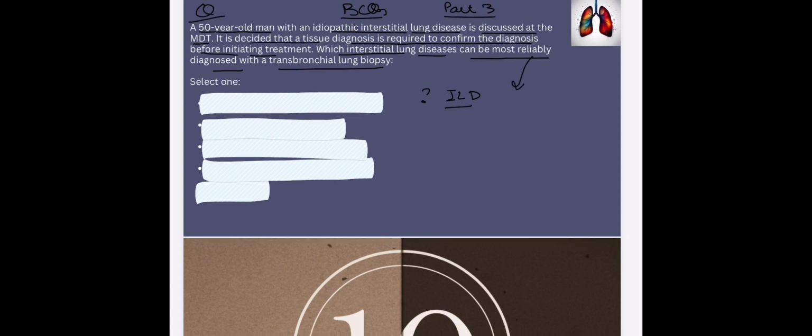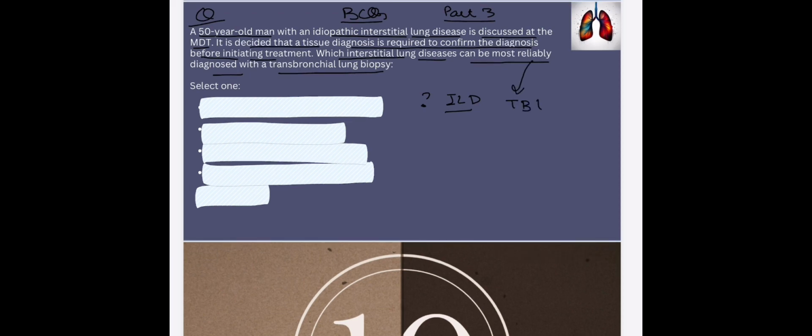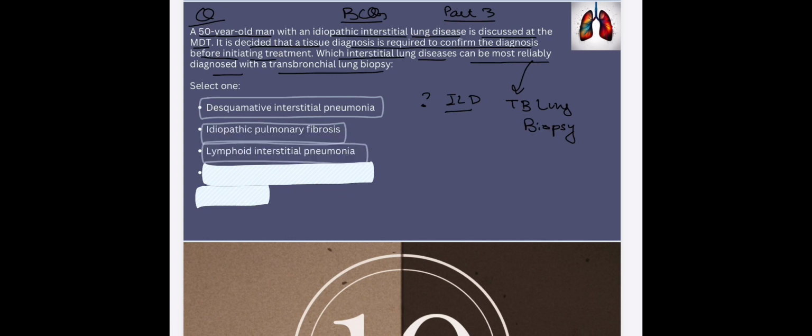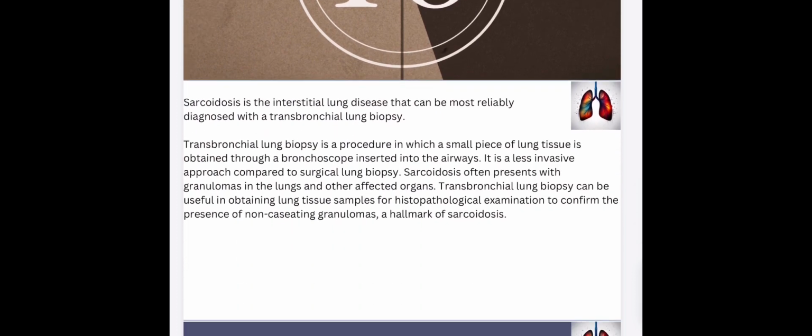So this question is asking which ILD can be reliably diagnosed with a transbronchial lung biopsy. Is it desquamative interstitial pneumonia, IPF, lymphoid interstitial pneumonia, NSIP, or sarcoidosis? All of these diseases could be diagnosed with a biopsy, but the most reliably diagnosed one would be, and the answer is sarcoidosis.